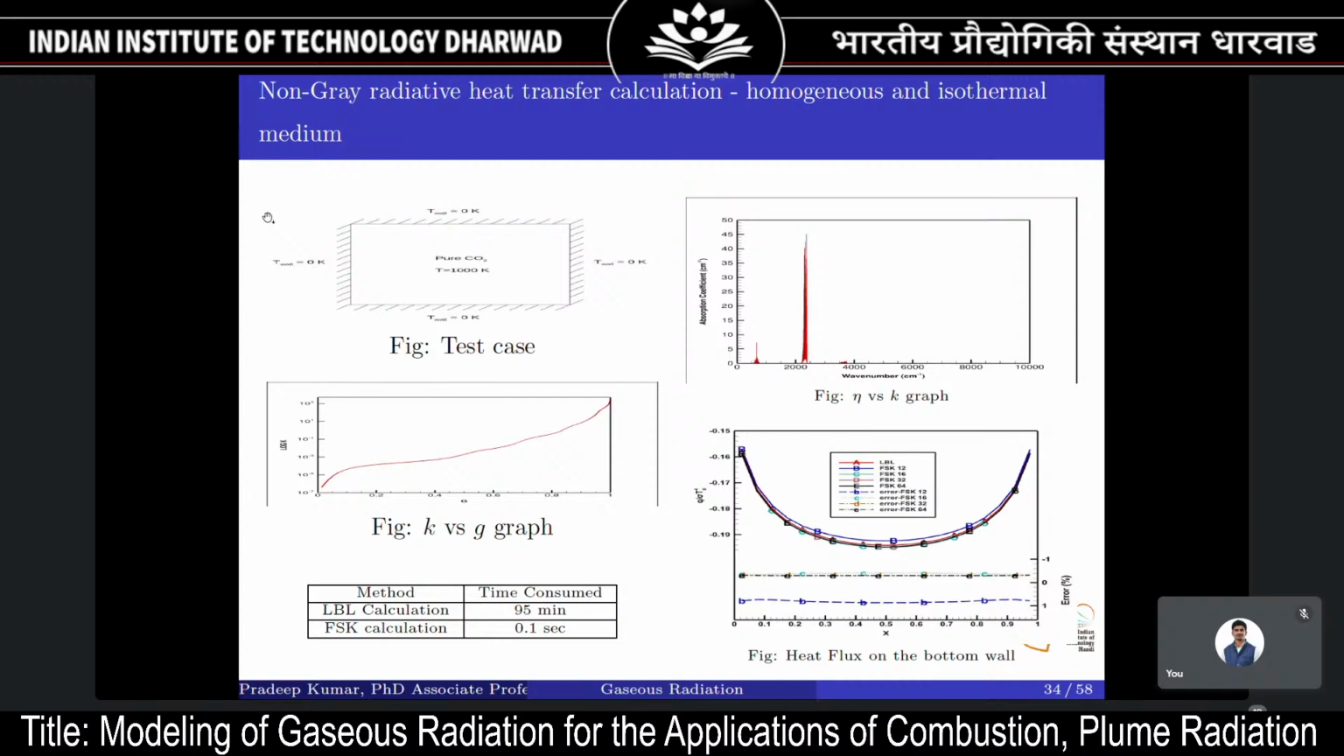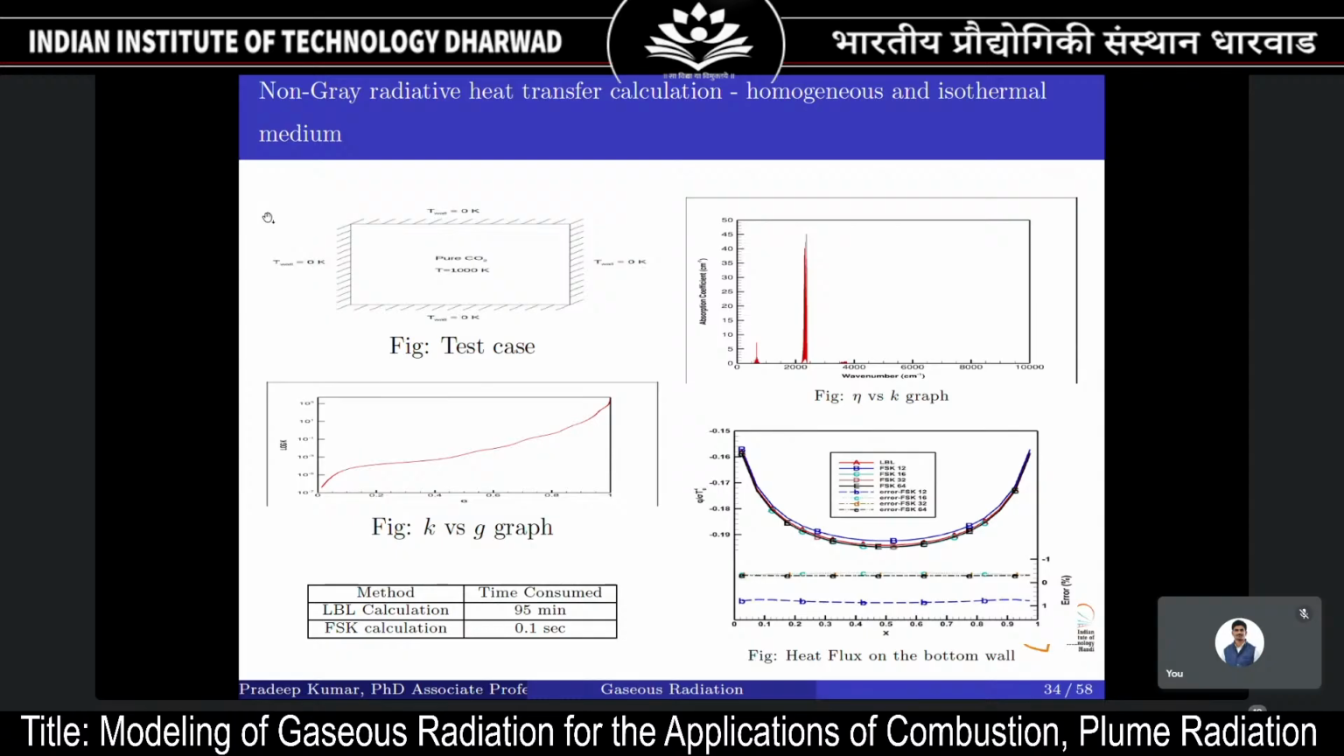Finally, we are taking a reduced number of points. The difference in the result is quite small, but we are getting a great advantage. The calculation that took 95 minutes on each and every spectral location has now been reduced to 0.1 second. So the only disadvantage is a little compromise with accuracy, hardly within 1-2%.